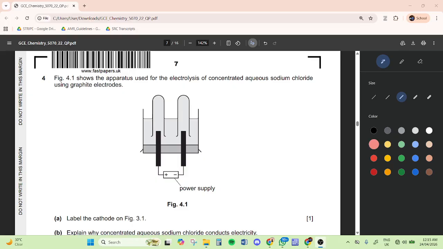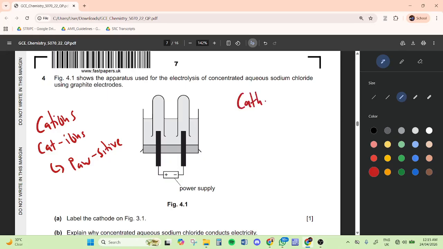All right. So I'm pretty sure this is a smaller question, so it shouldn't take too long to do. So label the cathode on the figure. So here's the interesting thing. The way I remember cations are cations is because they're spelled sort of like cat ions. These are positive. So because cations are positive, the cathode is responsible for attracting cations.